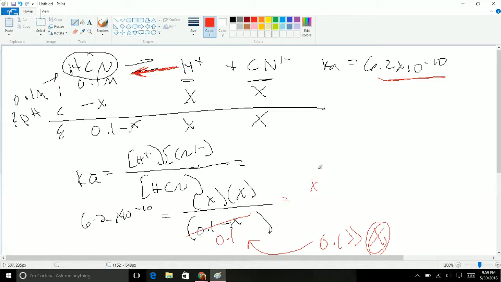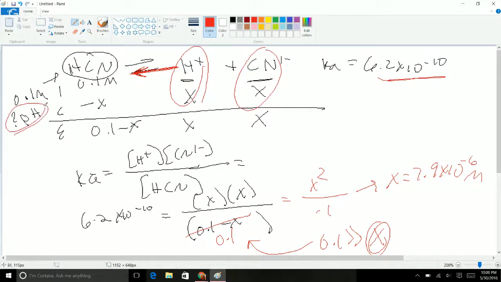If I simplify, then I've got X squared over 0.1 is equal to the 6.2 times 10 to the -10, which means if I use my lovely calculator, I can solve for X. I got X to equal 7.9 times 10 to the -6 molar. Good. Now my X is equal to my H+ and my CN-.